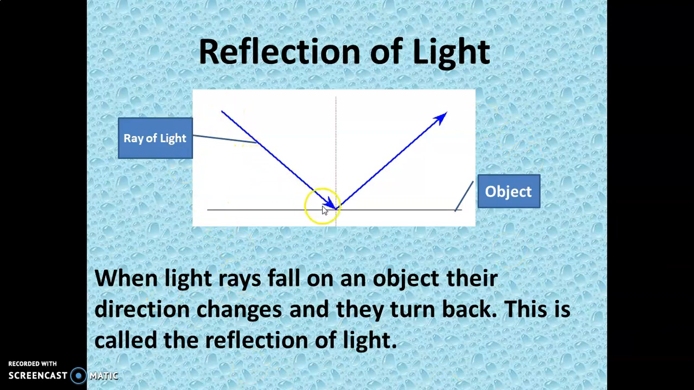Okay, so this is my ray of light which is falling on this object. This is an object. This line indicates the object. Now see, this ray of light is coming from this direction and falling on the object. What is happening? It is changing its direction, from this direction to this direction, and turning back. So the ray of light is coming, falling, changing the direction and coming back.